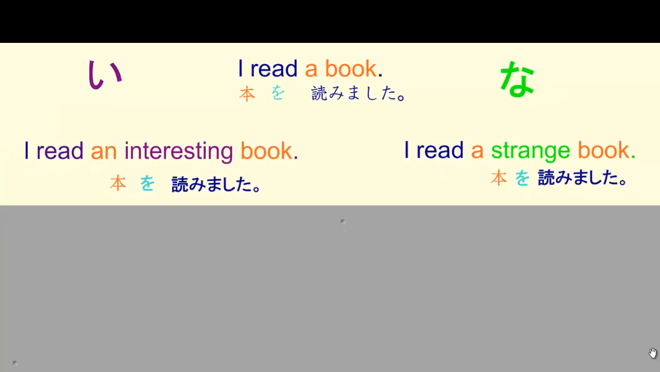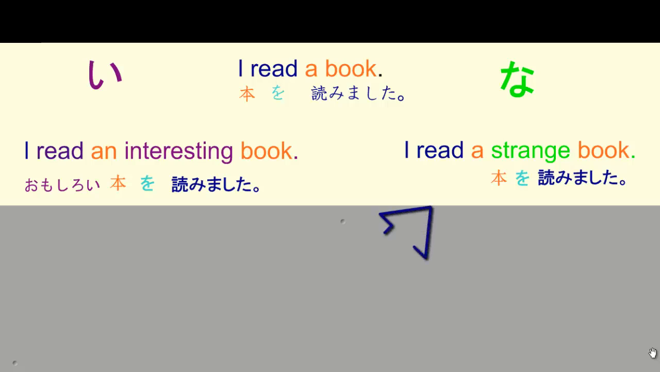Now we're going to add an adjective to each of those sentences. So hon o yomimashita, I read a book. We're going to add interesting, I read an interesting book. So we're just going to grab the word interesting, omoshiroi. We're going to pop it in front of the book, and it's done. Omoshiroi hon o yomimashita. No need to do anything at all with omoshiroi.